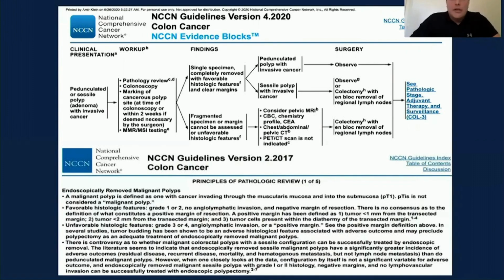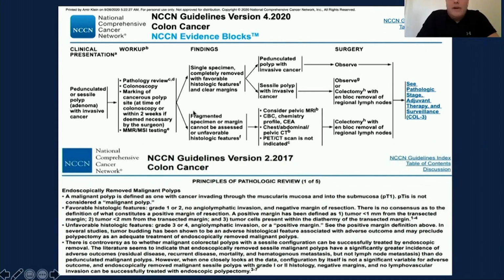The most current NCCN guidelines, which were updated just a few months ago, but really are no different from the ones published in 2017, again look at malignant pedunculated or sessile polyps. If you are able to remove the specimen in a single piece, if it's pedunculated, then definitely you go to observation. If it's a sessile polyp with invasive cancer, then you have an option to observe or to go to colectomy. And this is mostly based on the pathological variables that we have discussed, including tumor grade, presence of vascular invasion, or tumor budding.